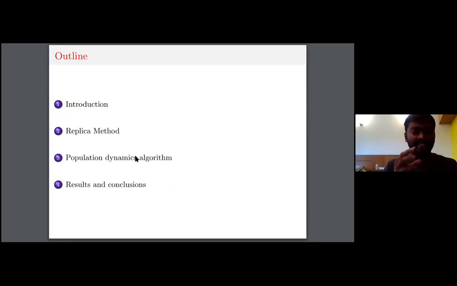In the beginning, I'll give a brief introduction of the problem, and then motivate the replica method, which we'll explain in the next part. Then we give a brief introduction to the derivation, not the details, and get a final equation which has to be solved. It can't be done analytically, so we use a numerical method, the population dynamics algorithm, to compute some interesting quantities, and then we'll talk about the results and finally the conclusions.